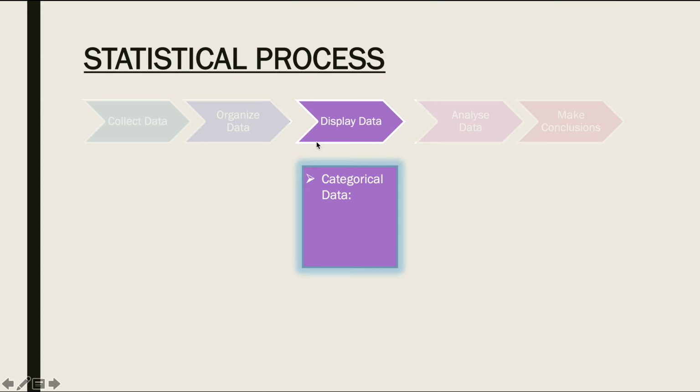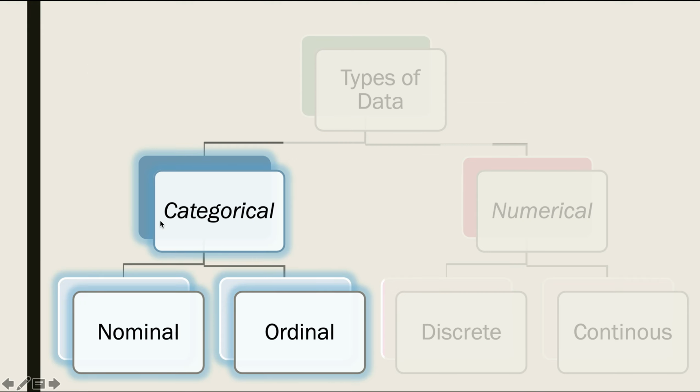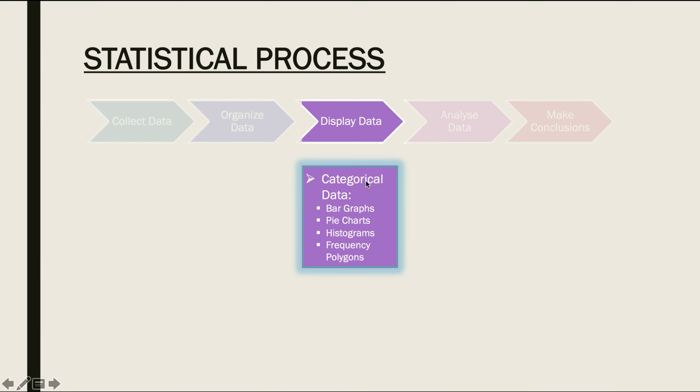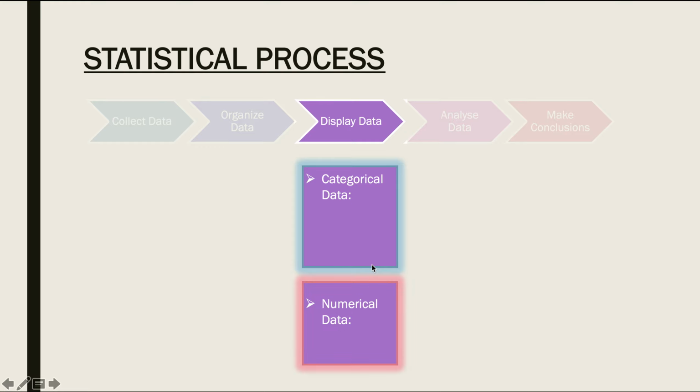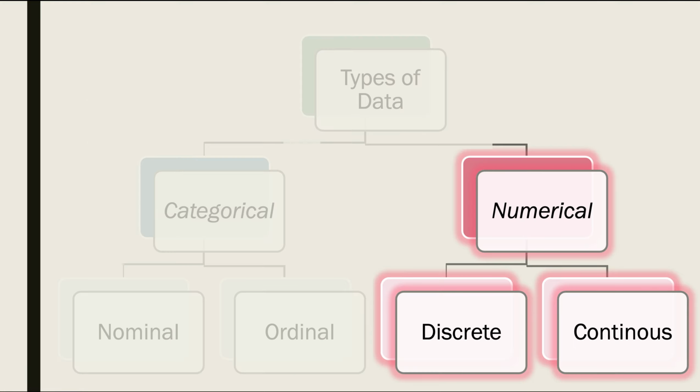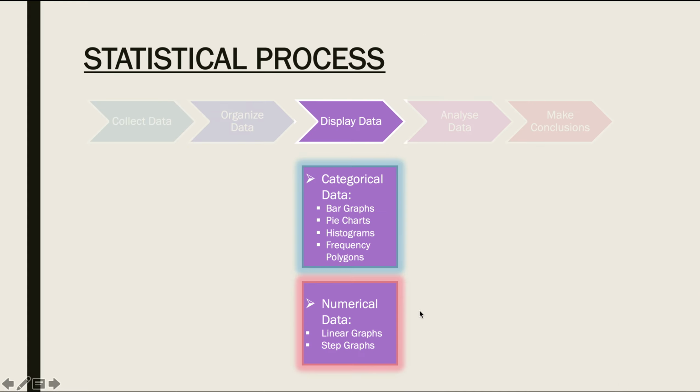The reason why types of data is important is because it's going to tell you the best way to organize and to display your data. If your data is categorical, remember, nominal and ordinal, the best way to display it is going to be bar graphs, pie charts, histograms or frequency polygons. On the other hand, if it's numerical data, remember, discrete and continuous, you can use linear graphs or stepped graphs as well.